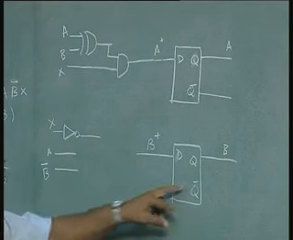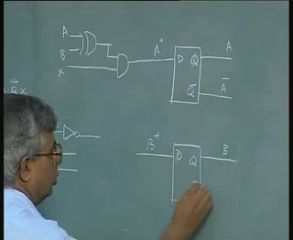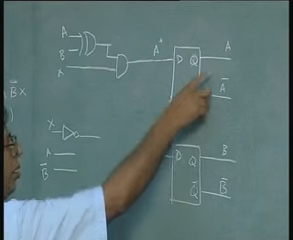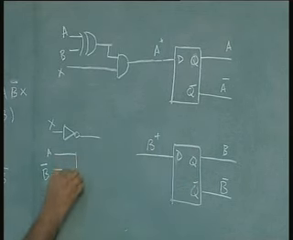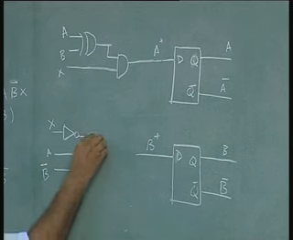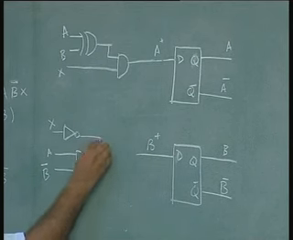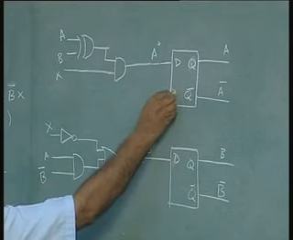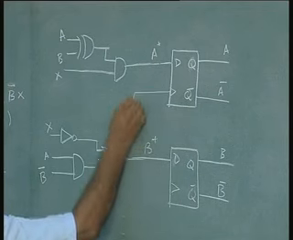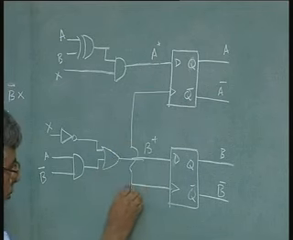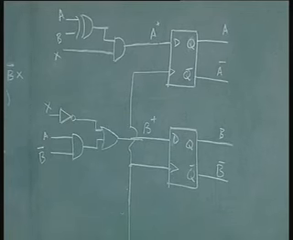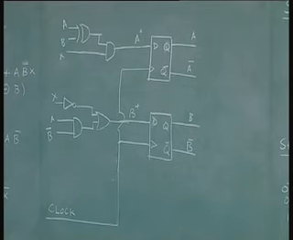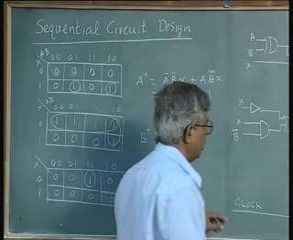B bar need not be created because B bar is here, you do not need an inverter for that. So, B bar is here, A is here, put them in an AND gate, combine the 2 in an OR gate, you get B plus. These are flip flops, so you need to clock them. And output Z is A B x bar.